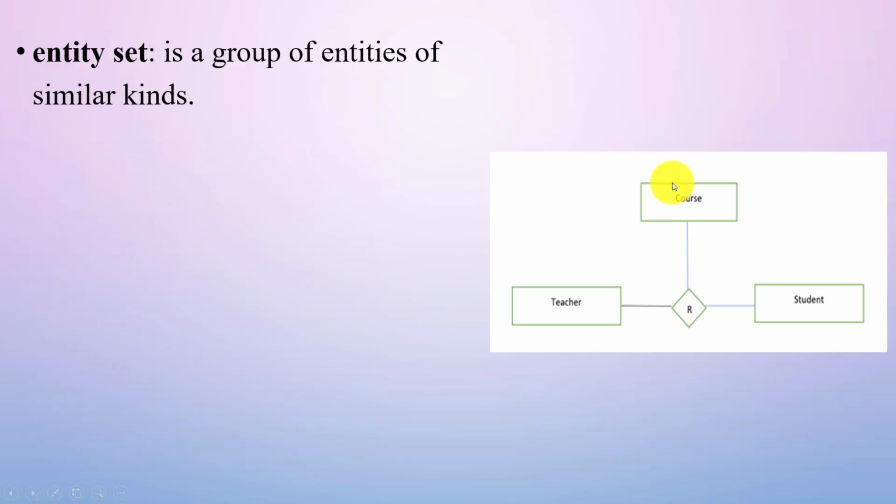Now consider one more ER diagram, with teacher, course and student. These three entities relate to each other with the relationship R. We can also represent this using a tabular form, or by using the foreign key concept. These become the entity sets teacher, course and student. Here we have three entities, called a ternary relationship.